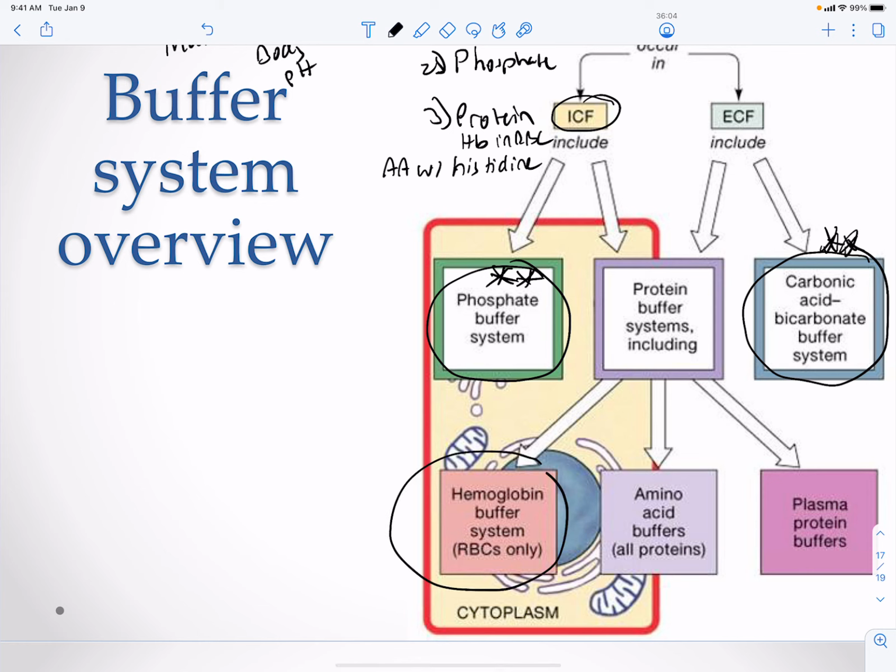Hemoglobin buffering system is important for red blood cells. And again, it's because red blood cells have that carbonic anhydrase, so they're going to convert CO2 and water to carbonic acid, and carbonic acid inside of the red blood cell will dissociate and release hydrogen ions, which need to be buffered, and so they get buffered by the hemoglobin system or the phosphate system. And proteins are going to be both intracellular and extracellular, so they are going to be able to buffer both.